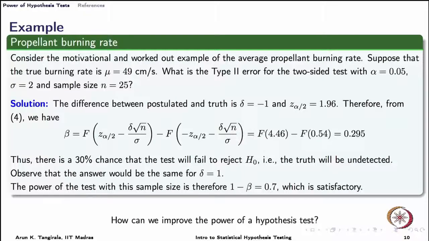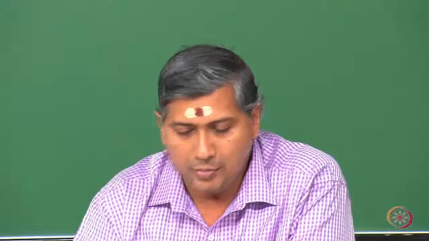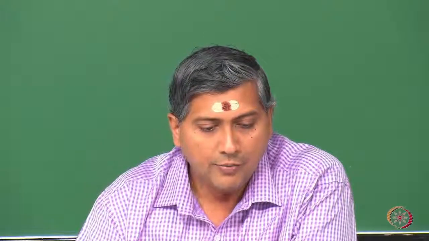So, the question is therefore, how can we improve the power of a hypothesis test? In this case, power is 0.7, which is okay. Now, can I increase the sample size to improve the power? For that, we need to understand the relation between the sample size, delta, and the power. So, let us do that now.